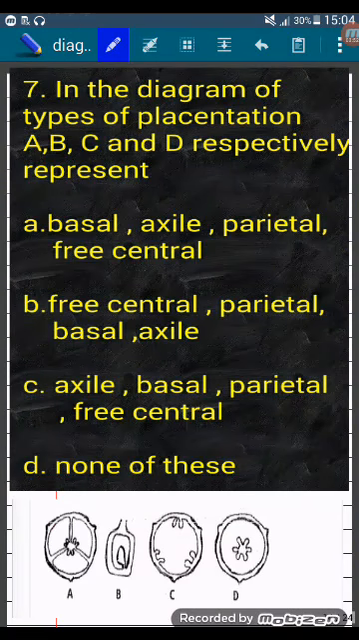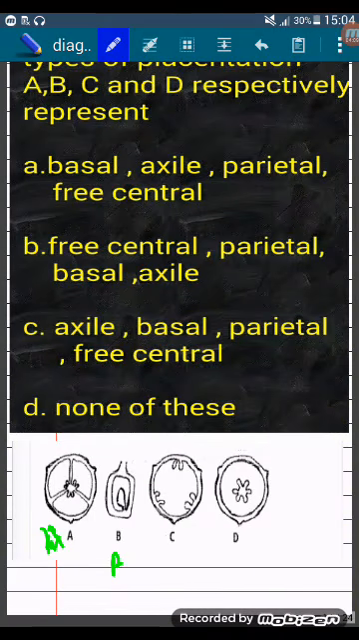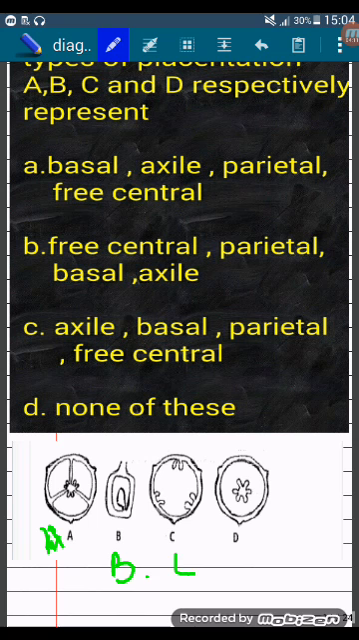Next question. In the diagram of types of placentation, A, B, C and D respectively represent. So A is axile, B is basal, C is parietal and D is free central. So axile, basal, parietal and free central. Answer is C.